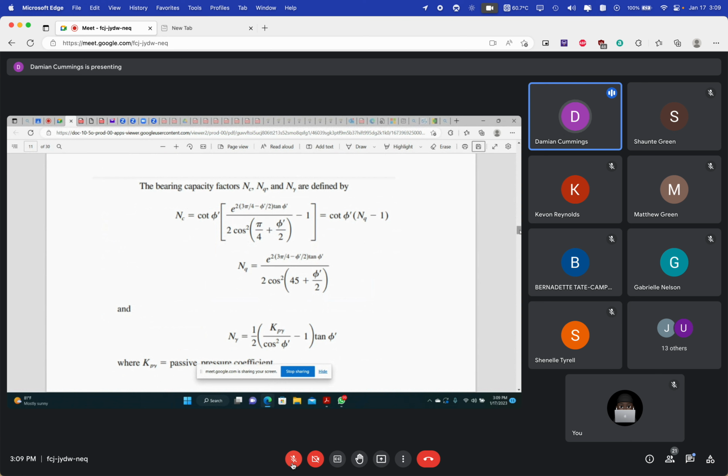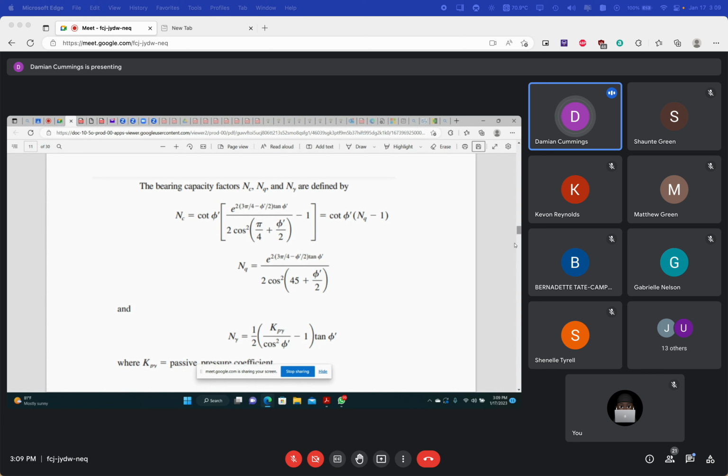So I know we are talking about bearing capacity. There's much more to foundation design, which we'll see later on, but let's take it bit by bit. So we are at the bearing capacity factors, Nc, Nq, and N gamma, which are defined by.